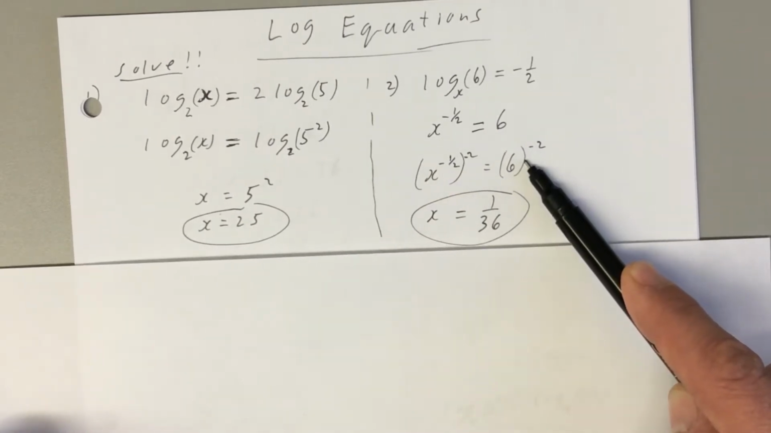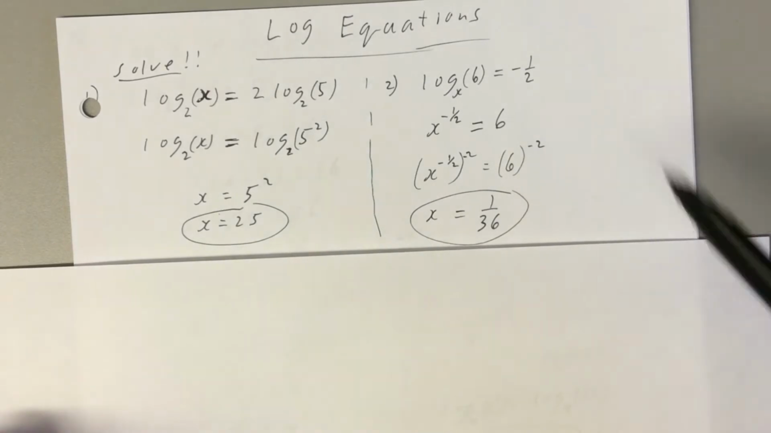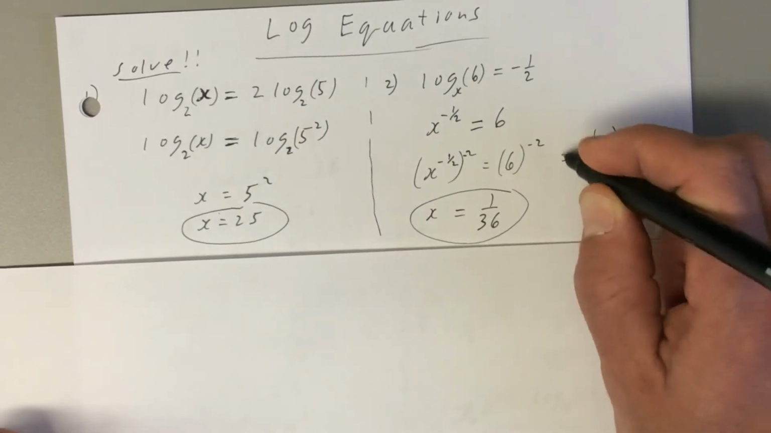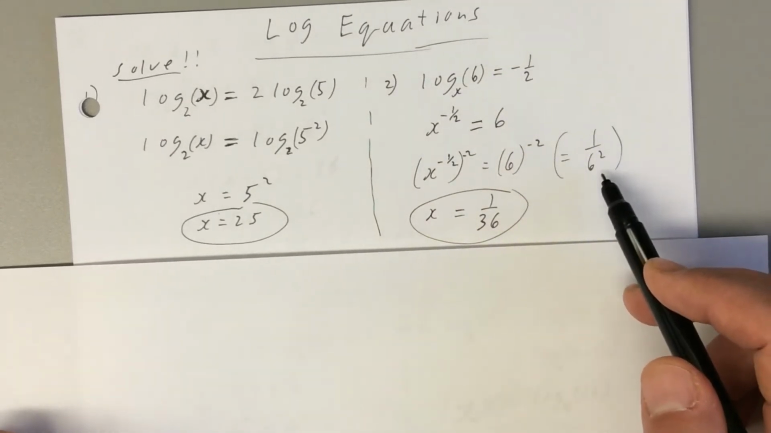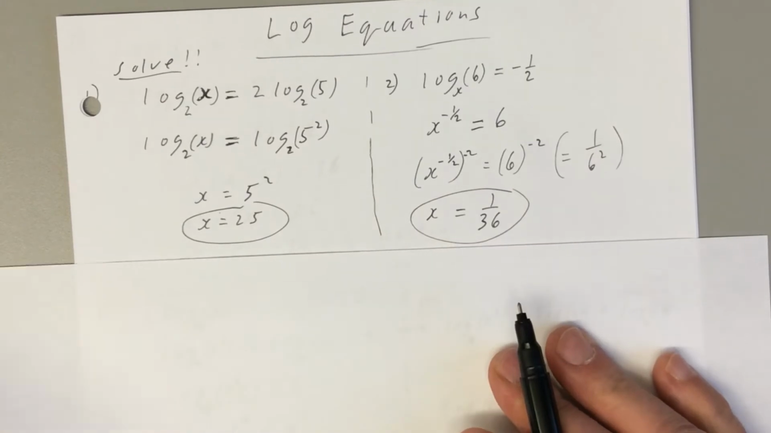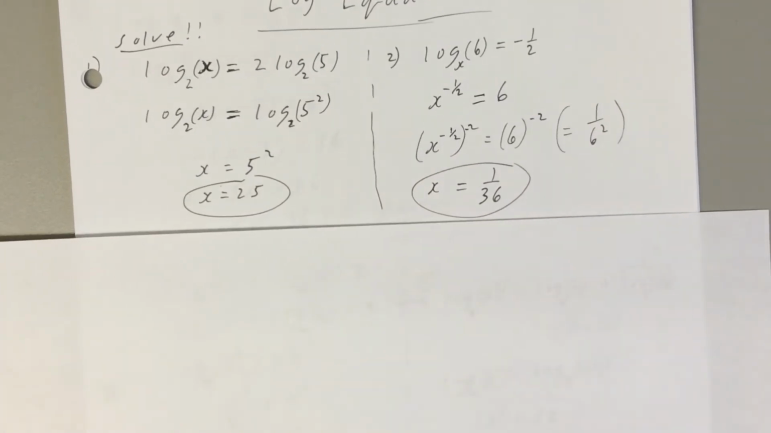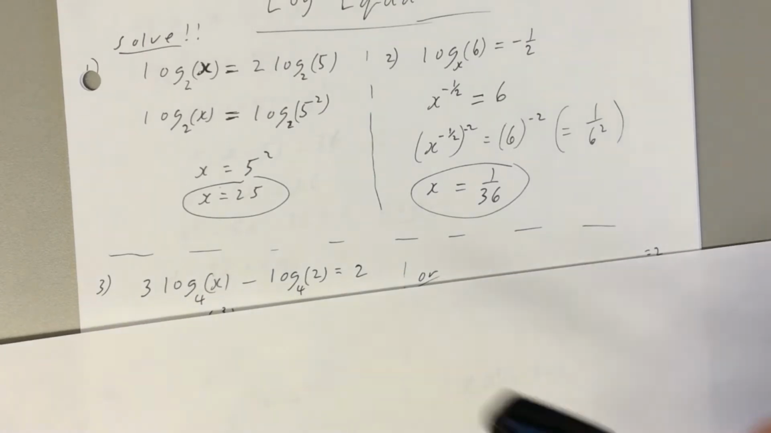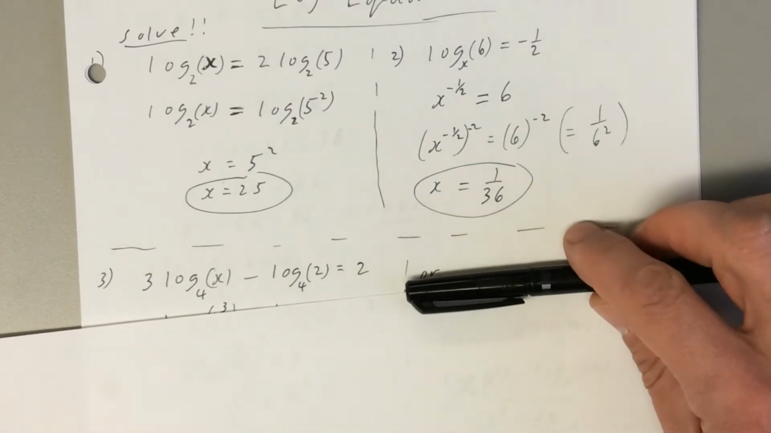And 6 to the negative 2 just equals 1 over 6 to the 2. And 1 over 6 to the 2 is just 1 over 36. So that's how we solve those two simpler log equations. Now, what about something like this?